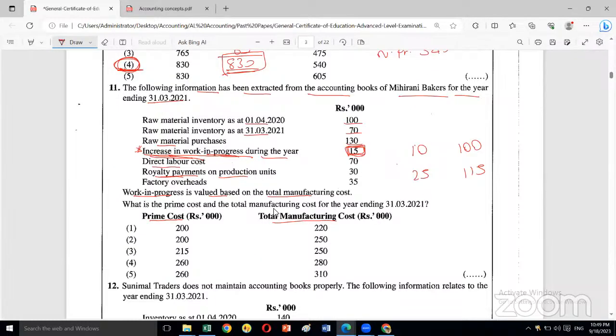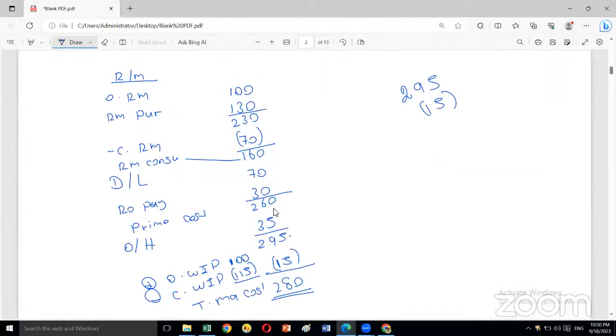If they say an increase in work in progress, it means negative, so the closing is greater than the opening. So simply you can remember, if they say increase in work in progress, rather than doing the working like this, I can simply minus like this. Increase means I have to decrease. Decrease in work in progress means I have to increase. So 295 minus 15, the answer will be how much? 280.